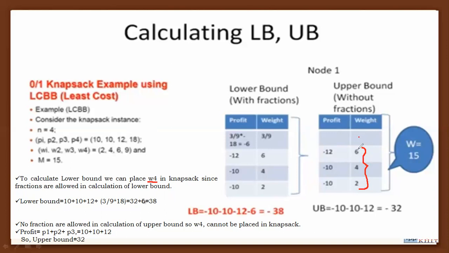Now, what is the total weight? 6 plus 4 plus 2, 12. Total weight is 12 here. Okay. So what is the profit here? Profit is minus 10, minus 10, minus 12. 10, 20, 32. Minus 32 is the profit.